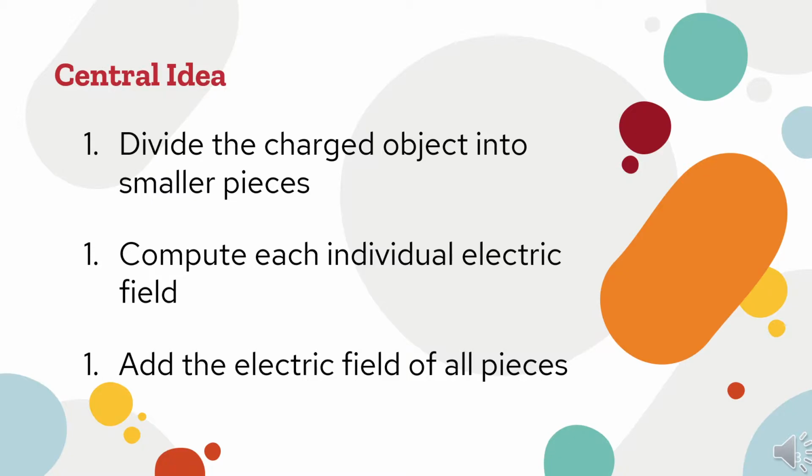There are 3 steps to follow in order to solve for the overall electric field of distributed charges. First, you must divide the charged object into smaller pieces, normally point charges. Then you compute the individual electric fields of all the pieces. And finally, you need to add them all up, yielding the net electric field. This last step can also be referred to as the superposition principle.